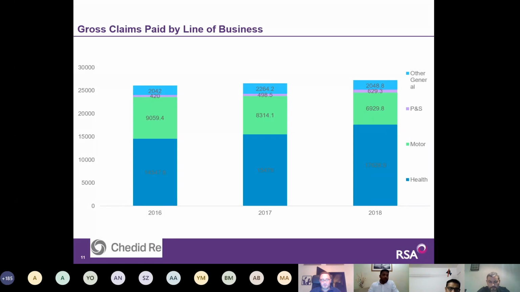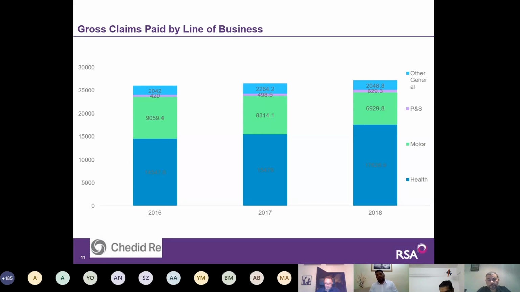So you can see the figures of other general lines, which is excluding the motor, that the gross claims paid in 2016 is 2.04 billion, which is a 42% loss ratio, and it is 2.2 billion in 2017, which is as well around a 39.8% loss ratio, and in 2018 it reaches 2.04 billion, and that is also around a 33% loss ratio.